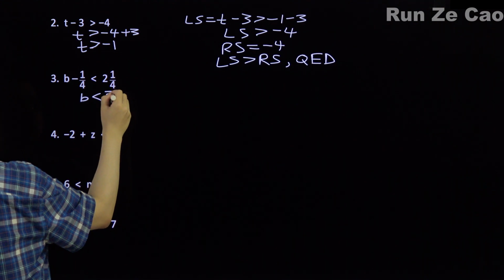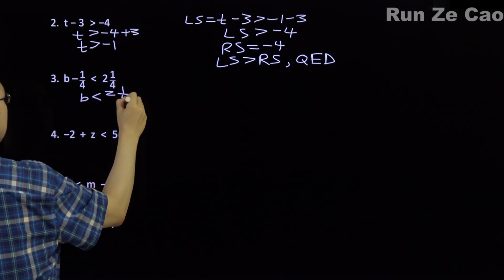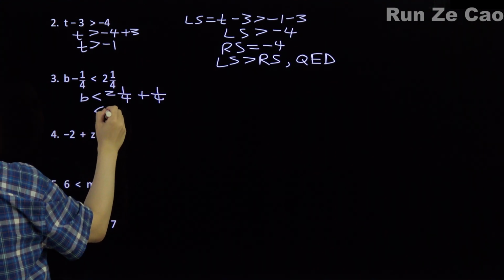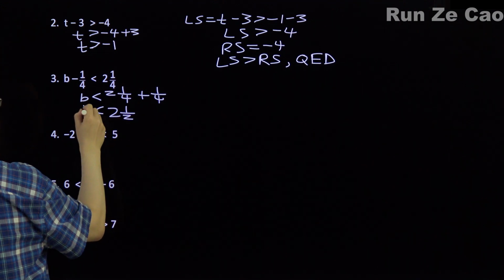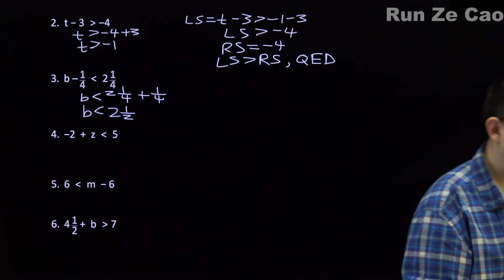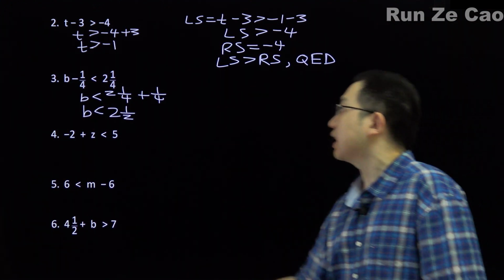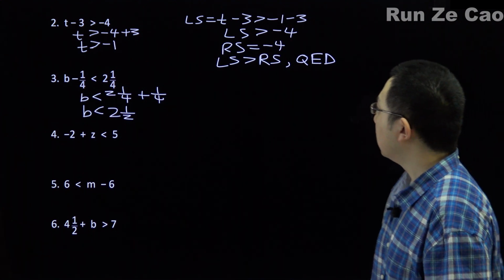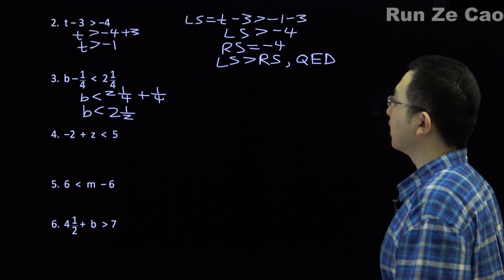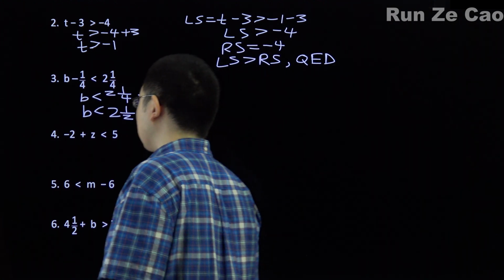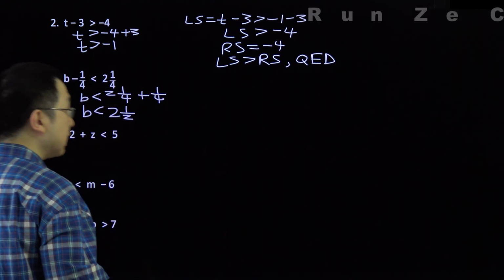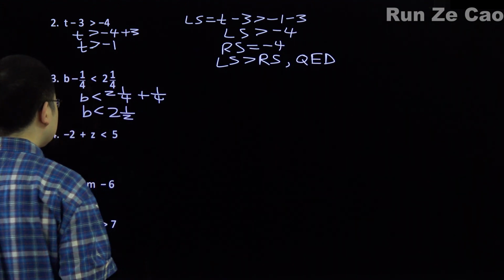Well, b is less than 2 1/4 plus 1/4. So it's less than 2 1/2. So, if we were to check this, we'd get left side equals b minus 1/4 is less than 2 1/2 minus 1/4. Left side is less than 2 1/4. Right side equals 2 1/4. Left side is less than right side. Therefore, QED.